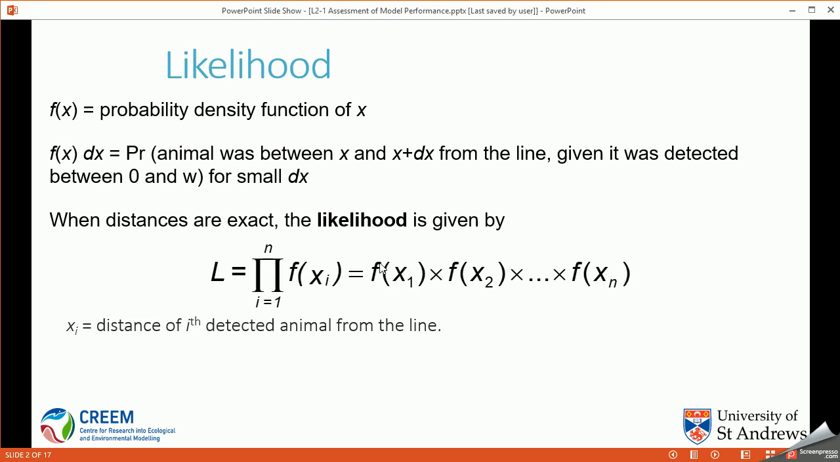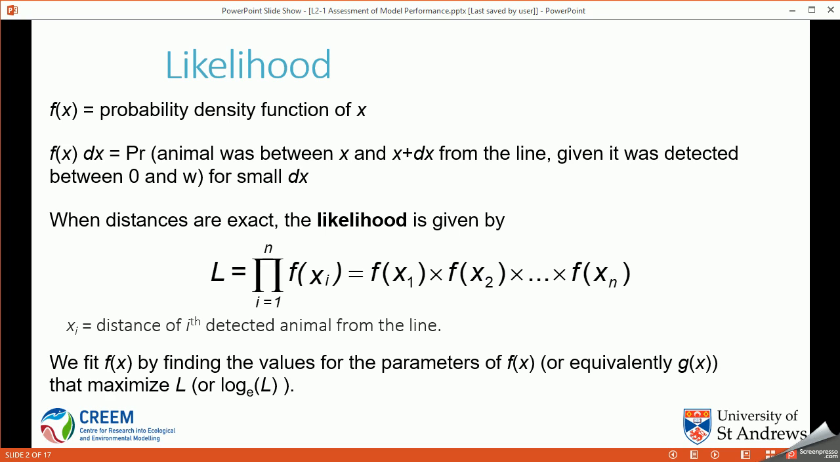So it just consists of working out the probability density function for the distance of the first detected animal, multiplied by that for the distance of the second, multiplied by the probability density function of the distance to the last, the nth animal. And the reason that we can write the likelihood in this nice simple form of a product of individual simple terms is because we assume that these x's, the distances to detected animals, are independent.